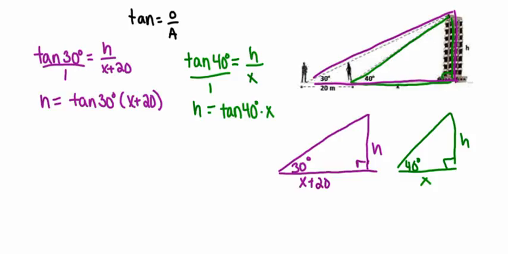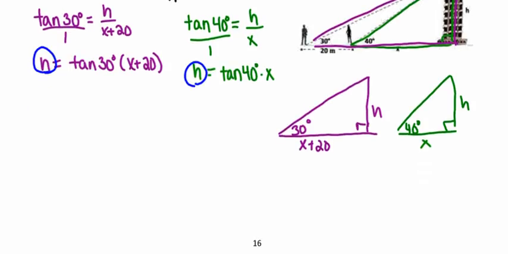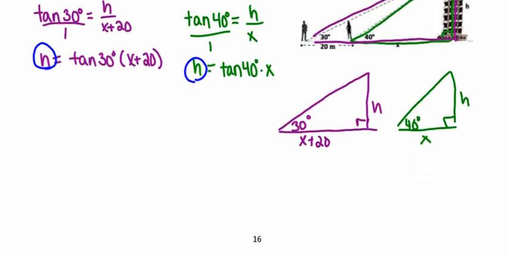But what I notice at this point is I have these two equations, both of which are equal to h. And if they're both equal to h, it must mean that they're also equal to each other. So that'll be my next step in my problem, to set these two equal to each other. So on one side of the equation, I've got tangent of 30 degrees times the quantity in parentheses, x plus 20, equals tangent of 40 degrees times x.